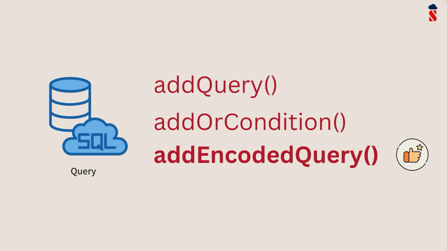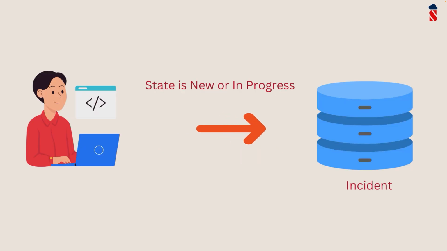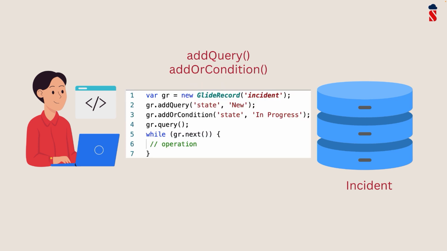Let's understand this with an example. Imagine you want to retrieve records from the incident table where the incident state is either new or in progress. The conventional way would be to use addQuery and addOrCondition methods like this, where you declare the new GlideRecord object, then you do gr.addQuery, and you also use gr.addOrCondition for selecting both the states to filter both the state values.